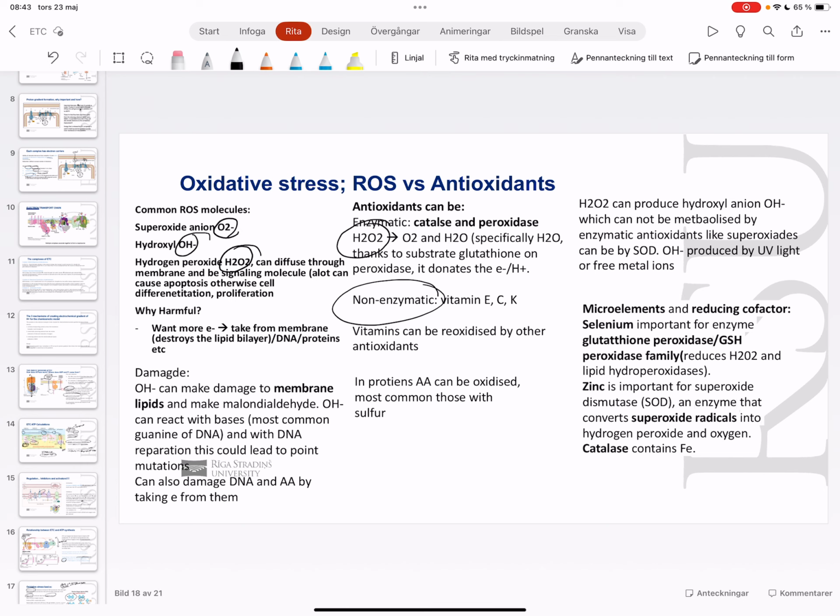Non-enzymatic antioxidants are vitamins E, C, and K. Vitamins can be reoxidized by other antioxidants. So if we have a vitamin that has been an antioxidant and has donated electrons, then another vitamin can come and donate its electrons to that vitamin, and that vitamin then can redo its functions. In proteins, amino acids can be oxidized, most commonly those with sulfur.